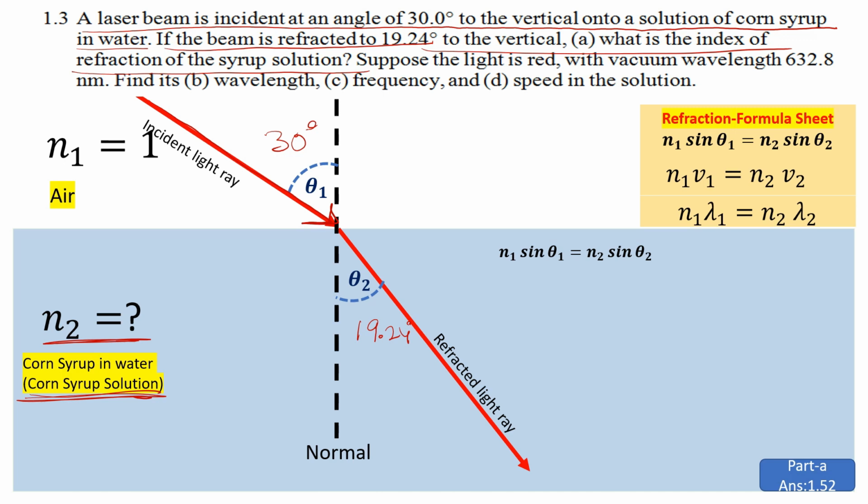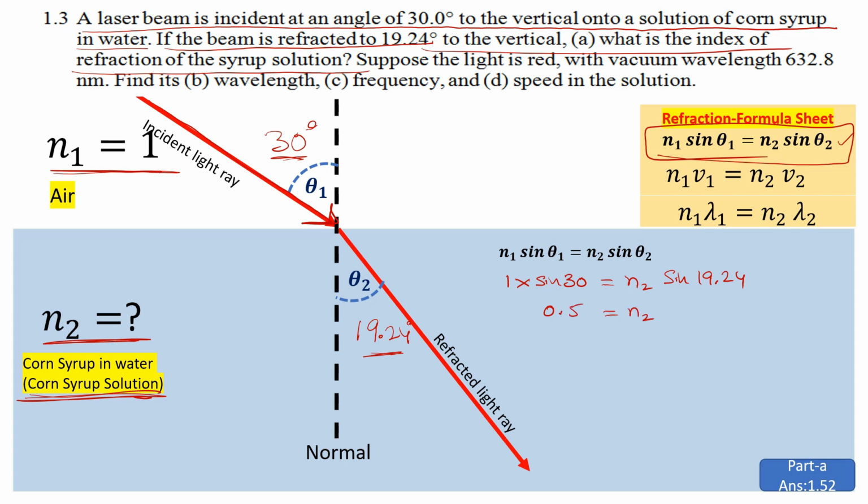So our favorite three formulas are given here. Out of these three, our favorite formula to solve it is n1 sin theta 1 equal to n2 sin theta 2. This is the best one, because theta 1 is given. n1 we know, and this is theta 2, n2 we have to calculate. n1 is 1, so 1 into sin 30 equal to n2 into sin 19.24. Sin 30 is 0.5, which is equal to n2 into sin 19.24.